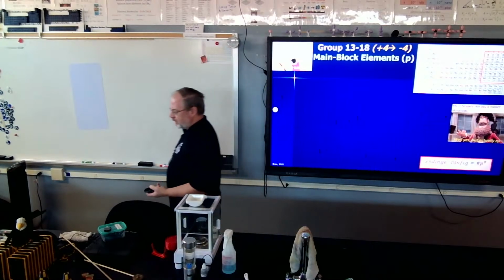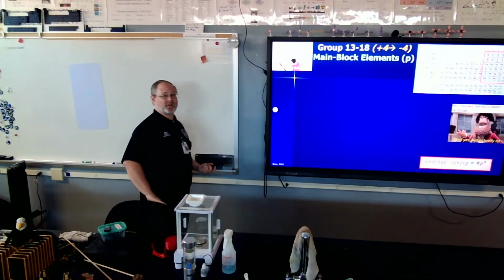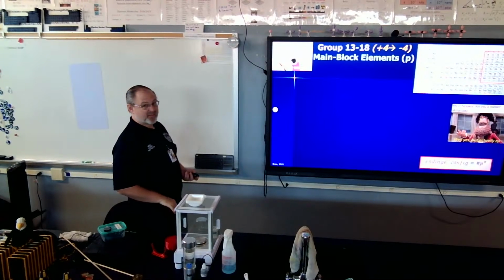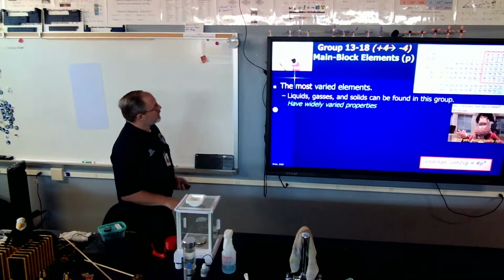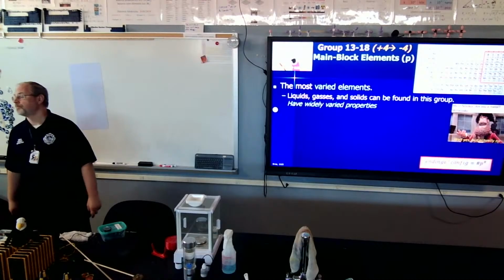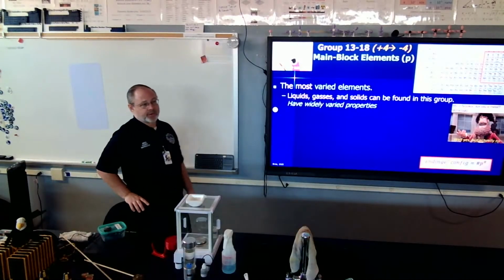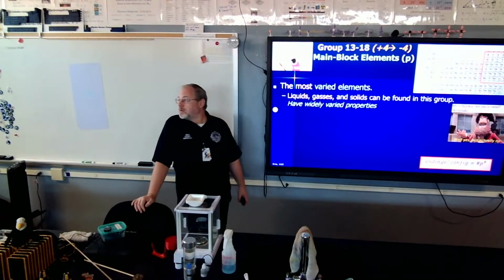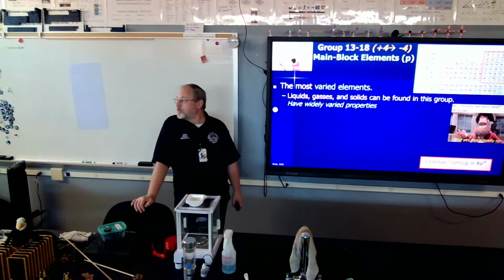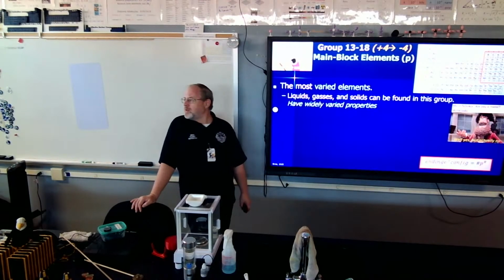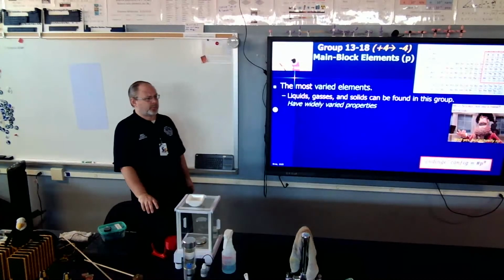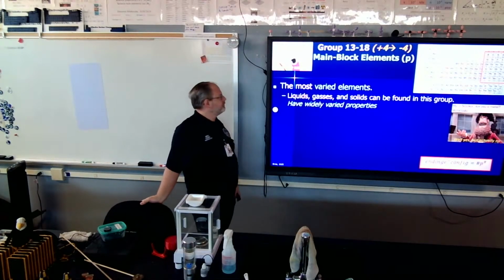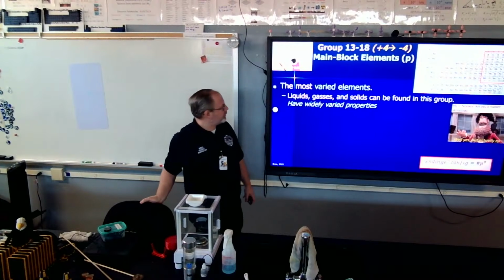P block elements are the most varied elements on the periodic table. They're everywhere and everything, all at once. So this is where we find solids, liquids, and gases at room temperature. Most of them are solids, but nitrogen, oxygen, fluorine, chlorine, those are gases at room temperature. And of course, all the noble gases. Bromine's a liquid at room temperature, which is wild. Gallium is almost a liquid at room temperature.